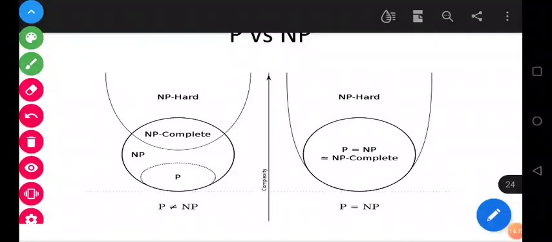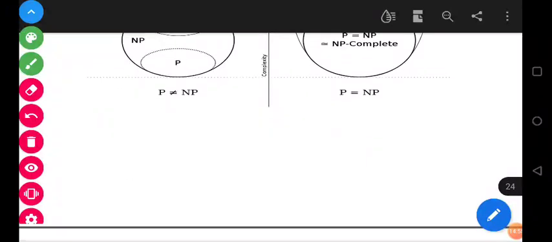And if P is not equal to NP, that is, we are not able to find a polynomial time solution to the satisfiability problem, in that case the graph will look like this: P will be a subset of NP, and NP complete will be the overlap of the NP hard and the NP set.